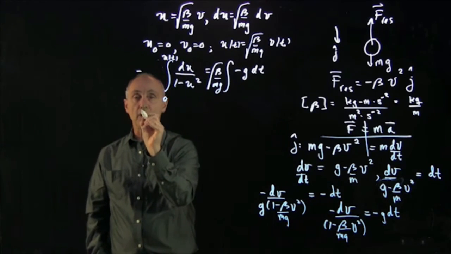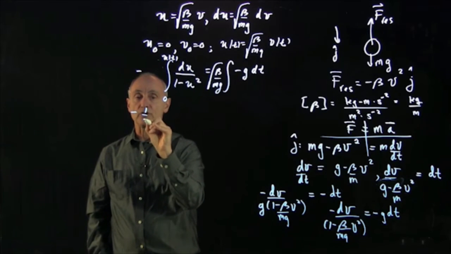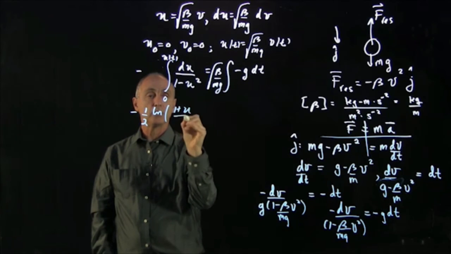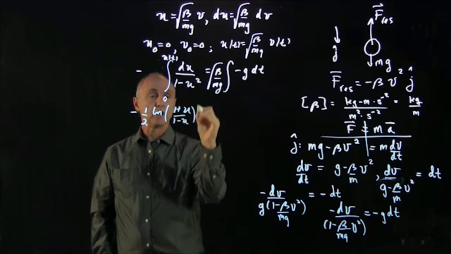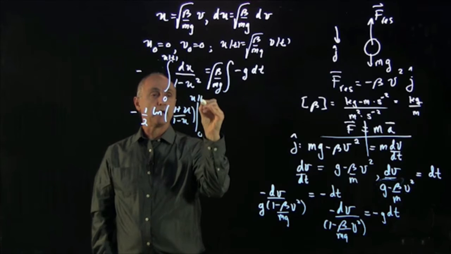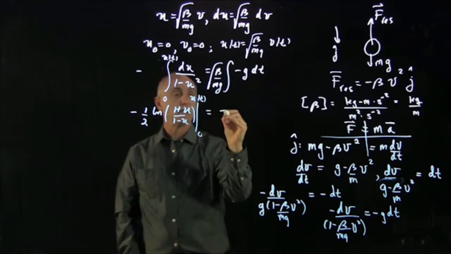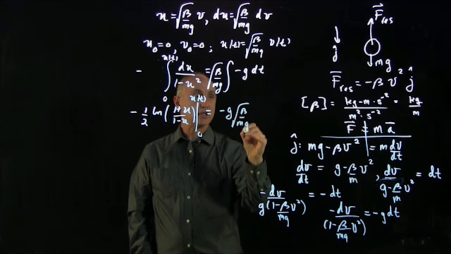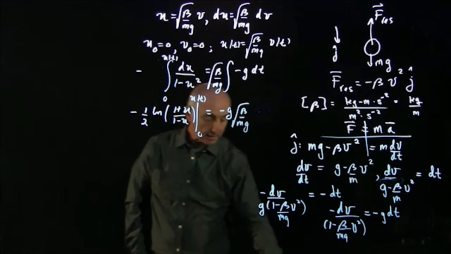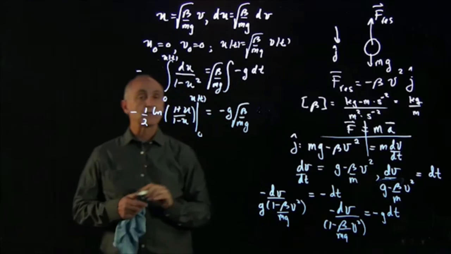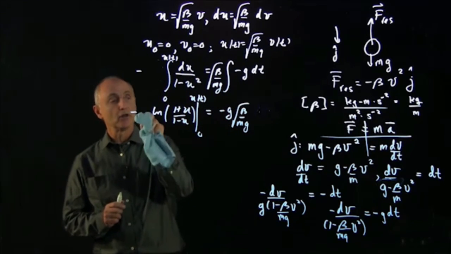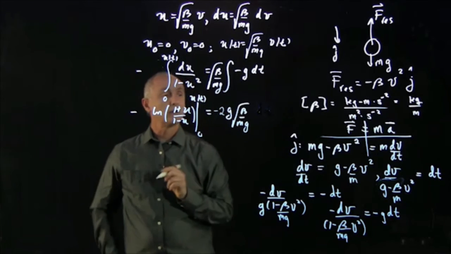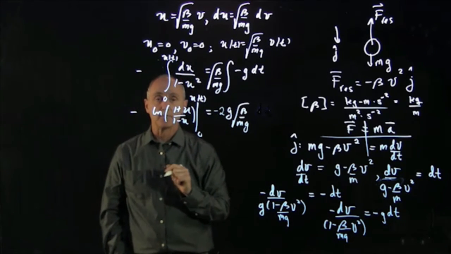And you can verify for yourself that the result is 1/2 natural log of (1 plus u) over (1 minus u), evaluated at our limits. And over here, I have minus g square root of beta over mg. Now, once again, for a little bit of simplicity, I'm going to bring the 2 over to the other side. And now I evaluate my limits.